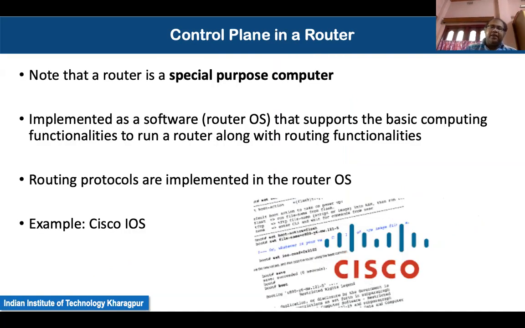Now let us look into the control plane in a router. As I was mentioning, a router is basically a special purpose computer. The control plane of a router is typically implemented as software, which is ideally a router OS. There are different kinds of router OS, like Cisco IOS, that support the basic computing functionalities to run a router along with the routing functionalities. That means the implementation of different routing protocols. These routing protocols are implemented in the router OS. Whatever routing protocol you want to use, you can configure a router with the help of that routing protocol. And as I mentioned, Cisco has one popular routing operating system, which is called Cisco IOS.